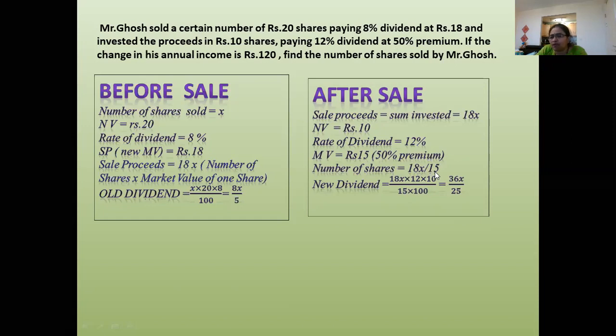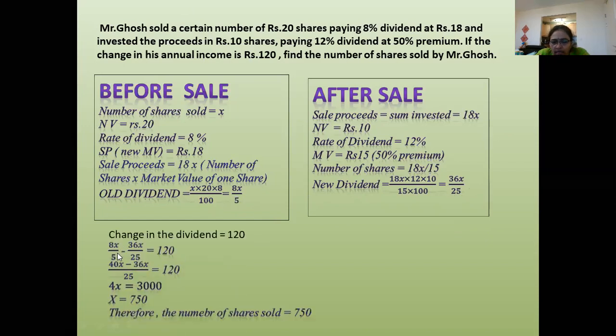The formula for finding number of shares is sum invested upon market value of each share, right? So new dividend is 36x upon 25. Since you need to find x, you're given the change in his annual income. Out of 8x upon 5 and 36x upon 25, which one is greater? Obviously 8x upon 5 is greater, right? So 8x upon 5 minus 36x upon 25 equals 120. On solving this, you get the answer. Therefore, the number of shares sold is 750.